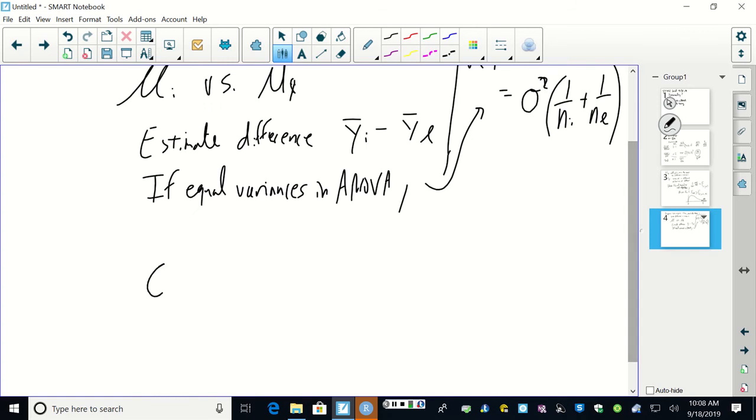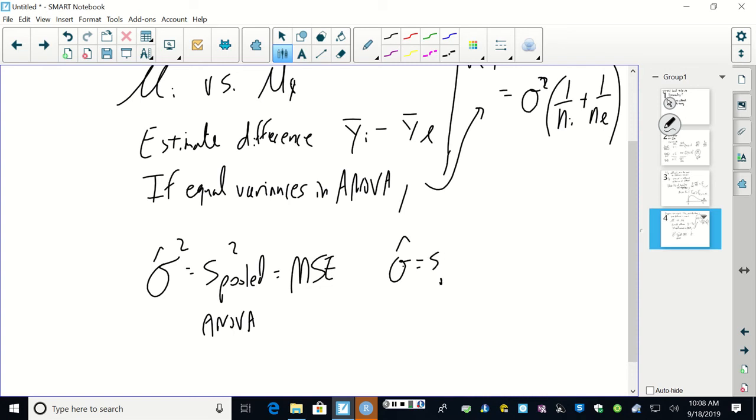So our estimate of this thing is our pooled one from ANOVA, which is also called our mean square error. Sigma hat, or S sub p, the square root of that, some call it the root mean square error, or RMSE. You'll see it's short. So out of the ANOVA table, at those initial computations, we get an estimate of that.